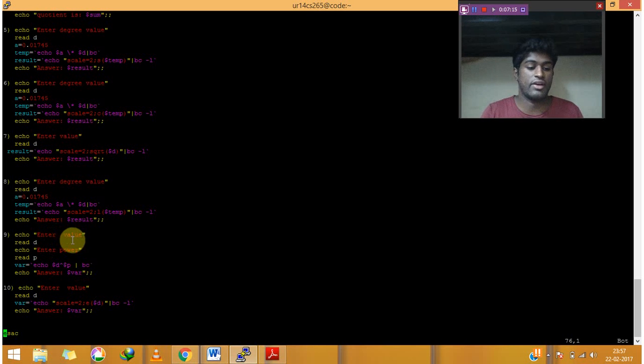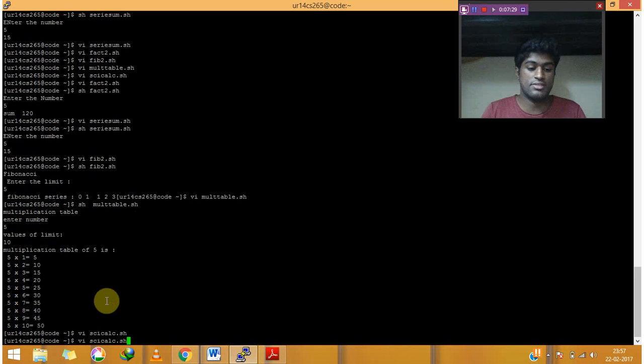Directly we can find the value, and when we enter the power we can get the value. And the last one is the exponential value. That can be found using the e operator, which is already predefined in Unix. So let's see how it works.